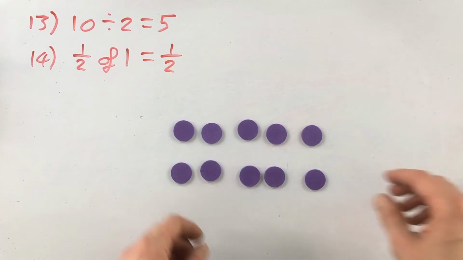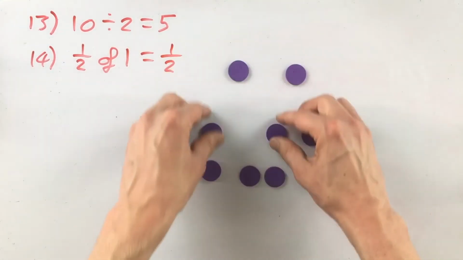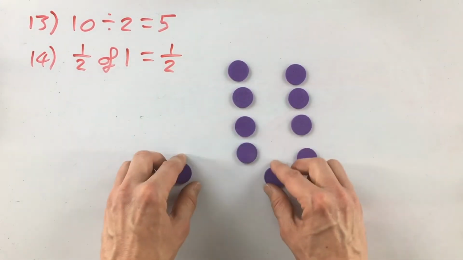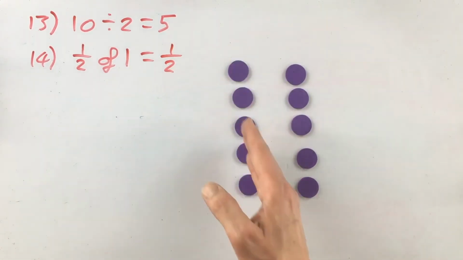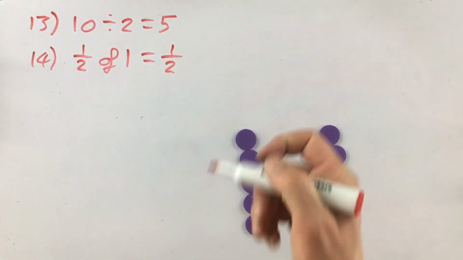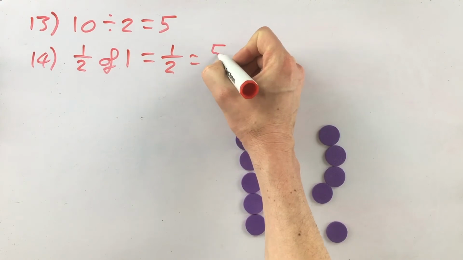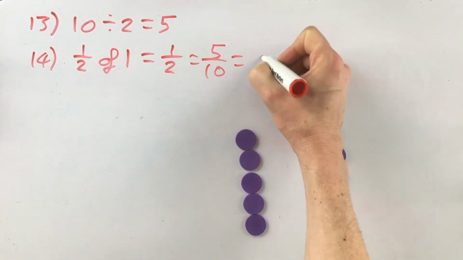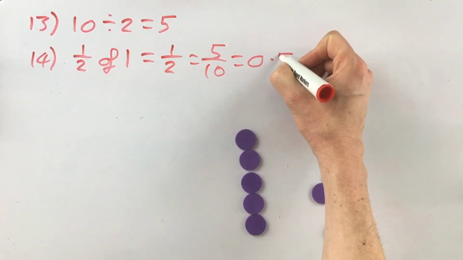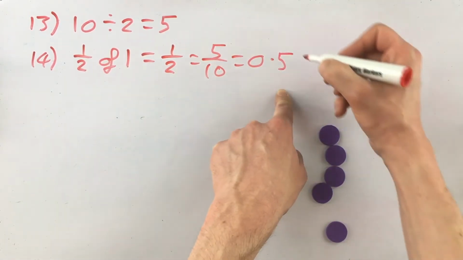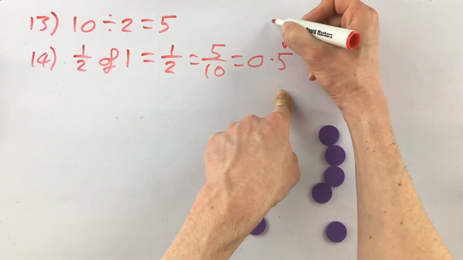So I'm going to exchange that, and I put the same, equal number on either side, and you can see there's 5 tenths on each side. And 5 tenths can also be written as 0.5, because this is your tenths column.